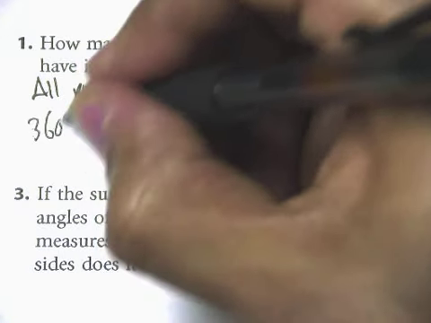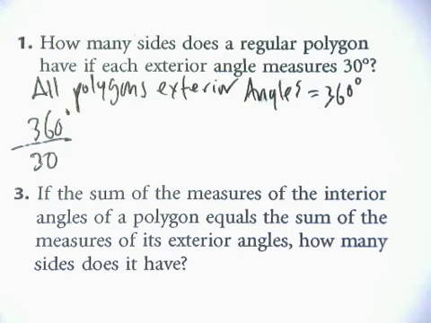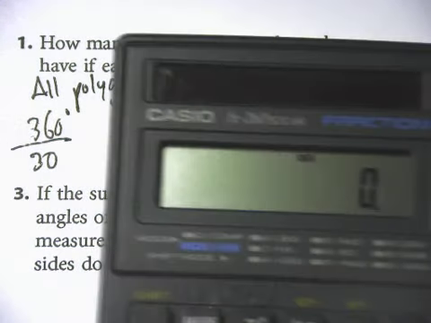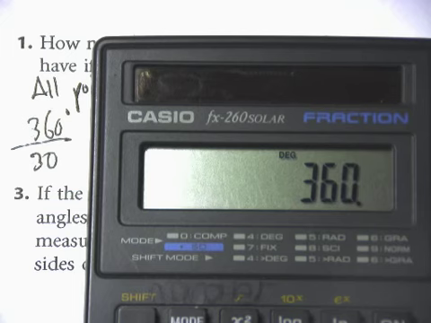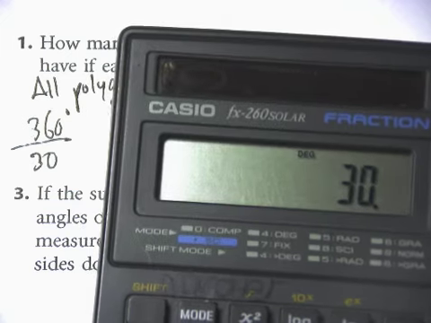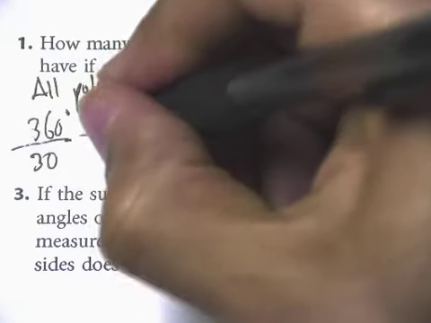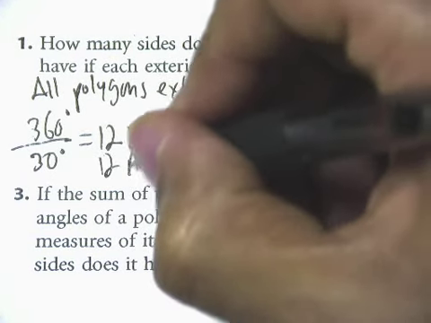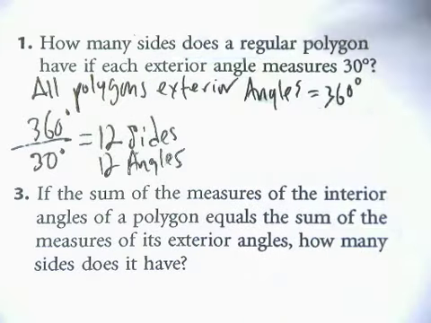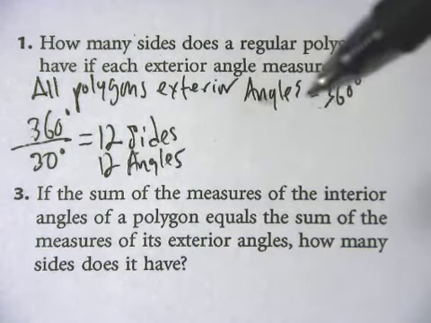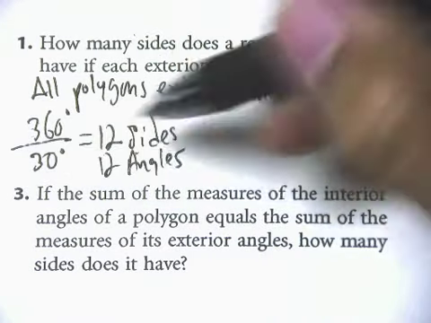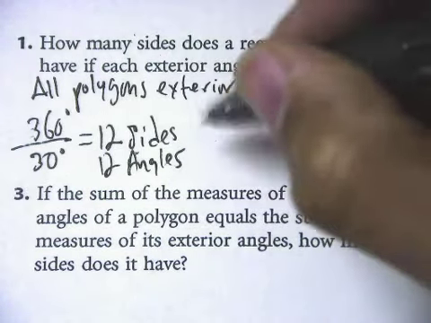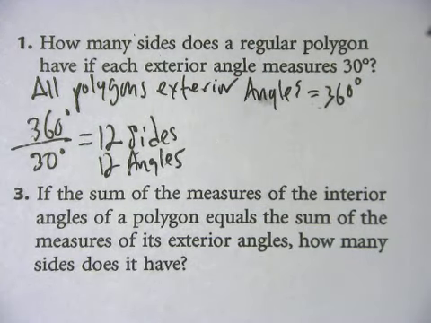So if you take 360 degrees and divide by 30, it's going to give you 12. That means that your polygon is going to have 12 sides and 12 angles. Or really, I should say 12 angles and 12 sides, because the number of sides matches the number of angles. So 360 divided by 30 degrees gives you 12 angles, and 12 angles is going to give you 12 sides. So that's how you know how many sides it has.